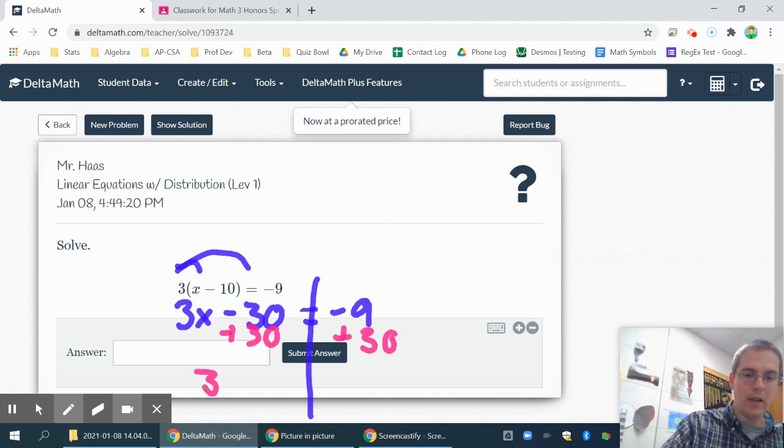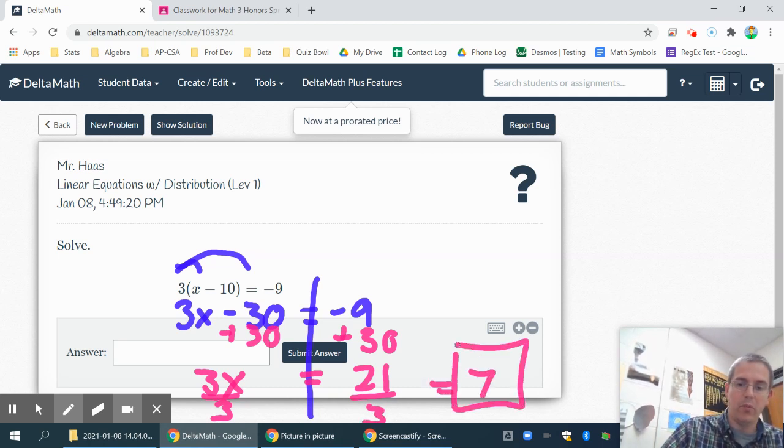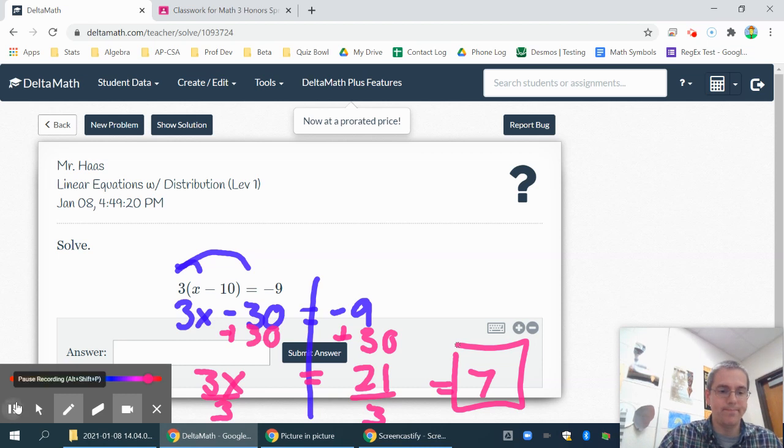So I get a 3x is equal to a positive and a negative. When you're adding, you take the sign of the larger, in this case a positive 21. They kind of cancel out since one's positive and one's negative and you're adding or subtracting. And then since the 3 is multiplied by x, you divide it off. So your final answer should be x equals 7. So 7 should be the correct answer on that one.